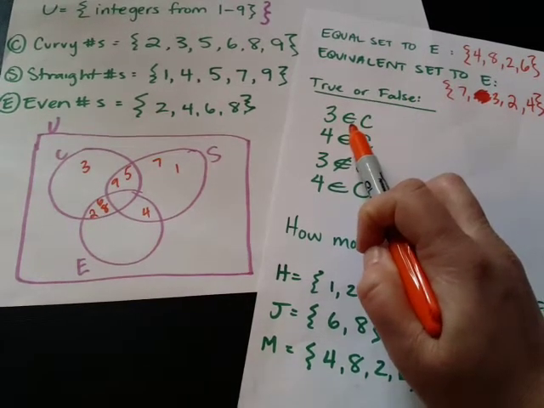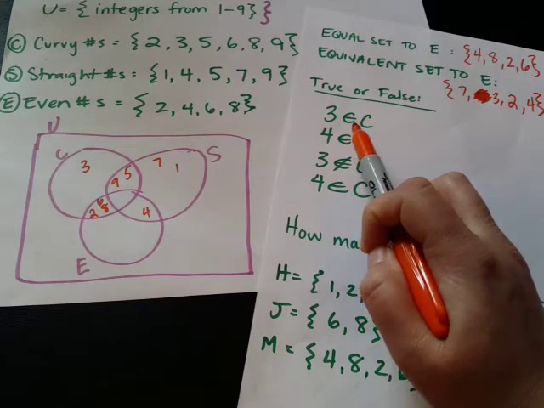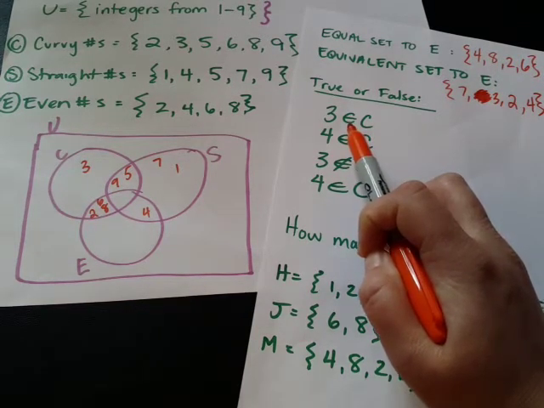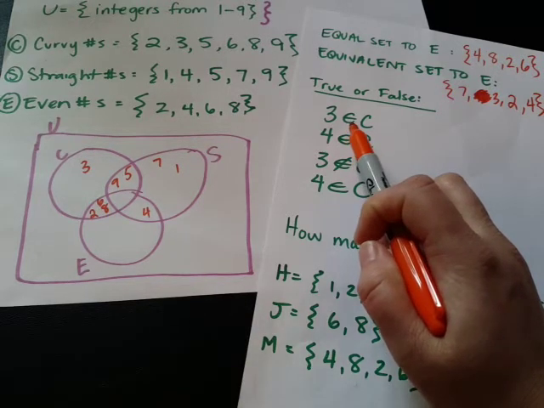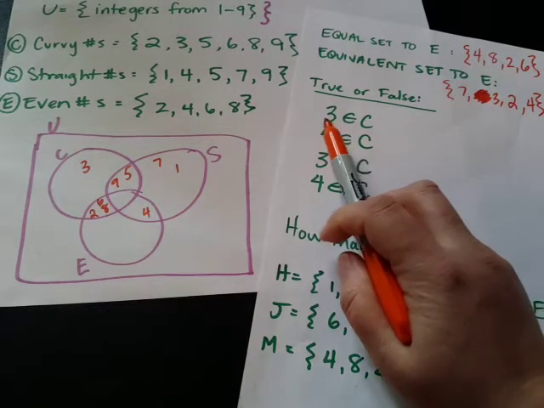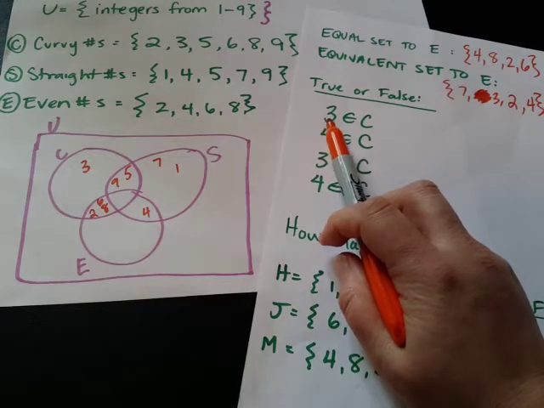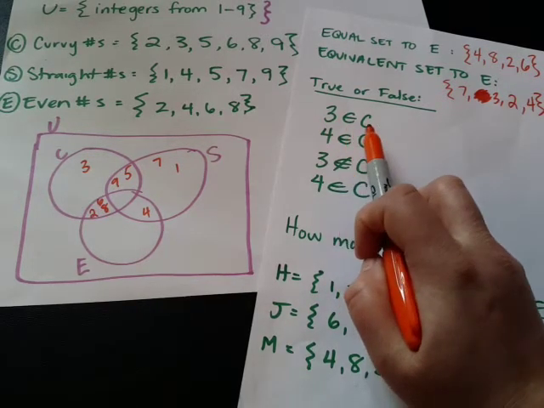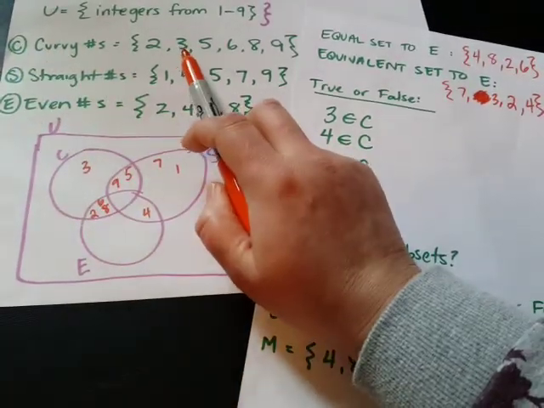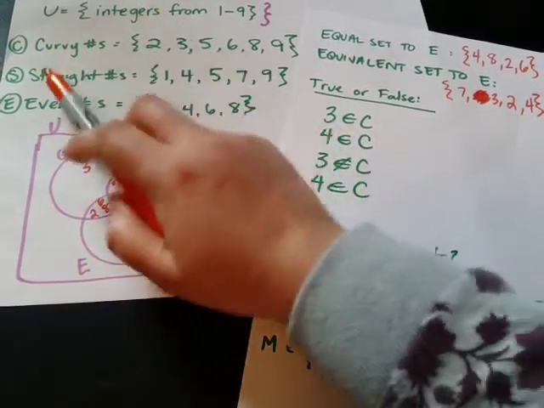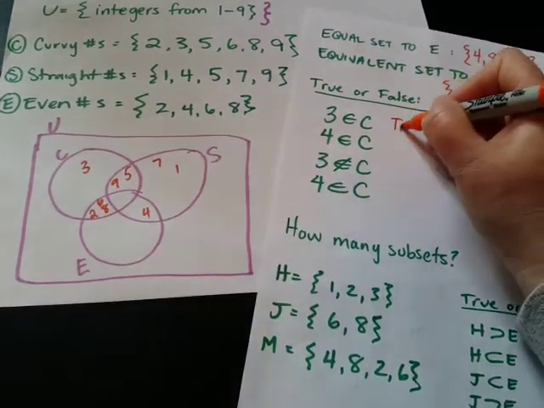There's another symbol here. There are lots of symbols in logic. To me, it looks like the euro symbol. It's like an elongated E. That symbol means "is a member of the set." So this statement is saying 3 is a member of the set C. And when we look at the set C, we see that 3 is, in fact, a member of the set C. So we could say that's true.